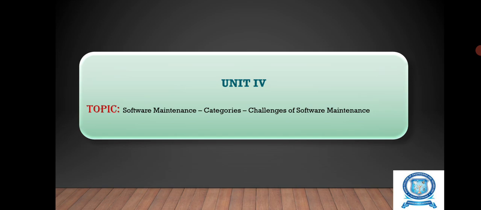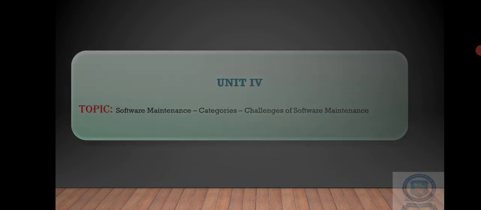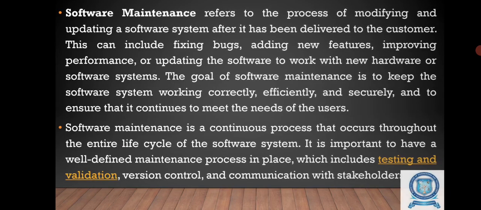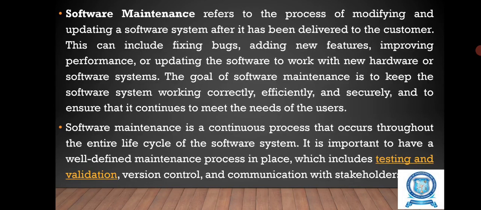Software maintenance categories and challenges of software maintenance, from Unit 4 of the subject MC 4102 Object Oriented Software Engineering. First, let us see about software maintenance. Software maintenance refers to the process of modifying and updating a software system after it has been delivered to the customer. This can include fixing of bugs, adding new features, improving the performance, or updating the software to work with new hardware or software systems.